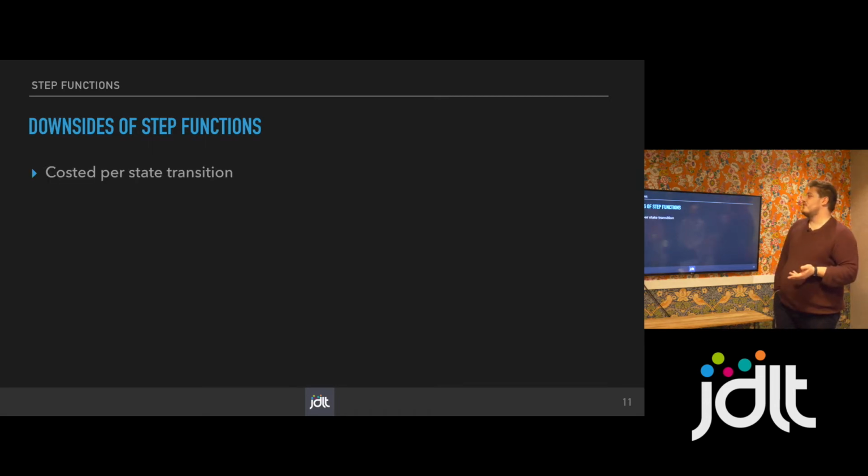First off, step functions are costed by state transition. So basically each time you switch from one step in the flow to another, you pay AWS on top of the fact that you obviously pay for using the actual resources you're using. So it can end up a little bit more expensive, especially if you've got pretty complex flows that run a lot. But I think as far as we're concerned, it's pretty negligible.